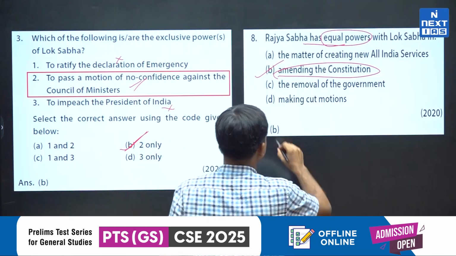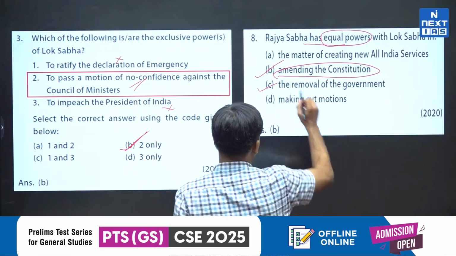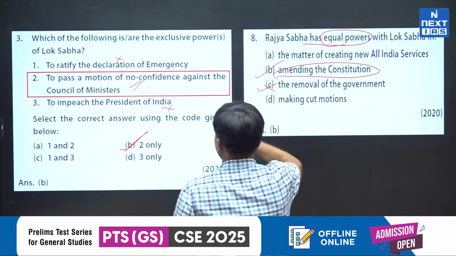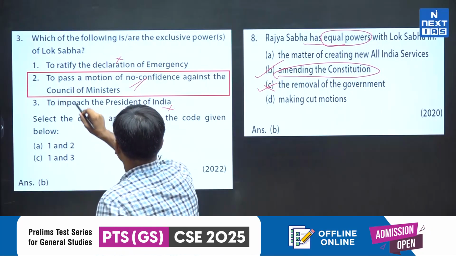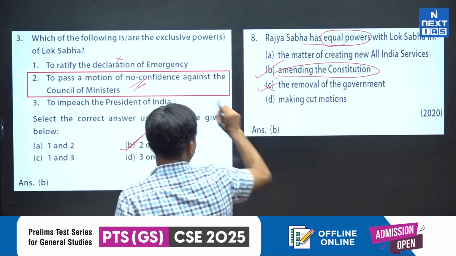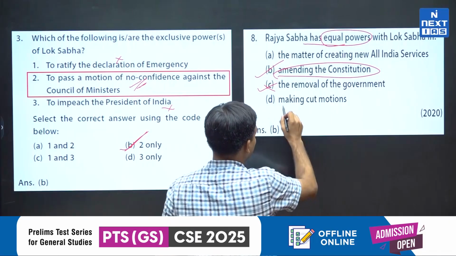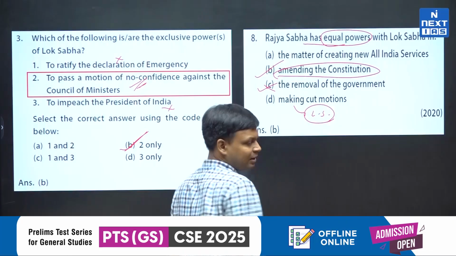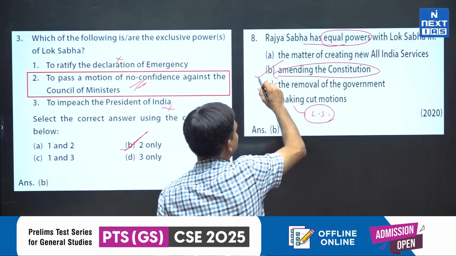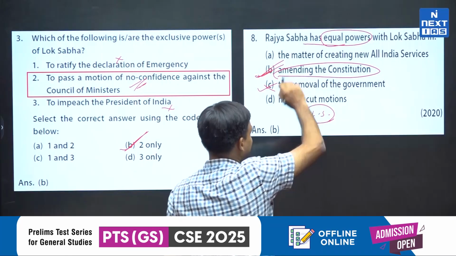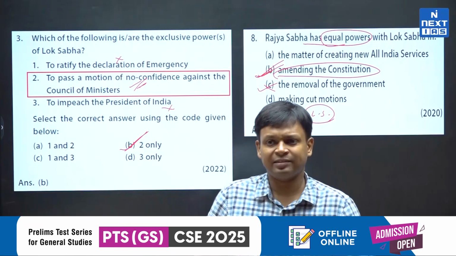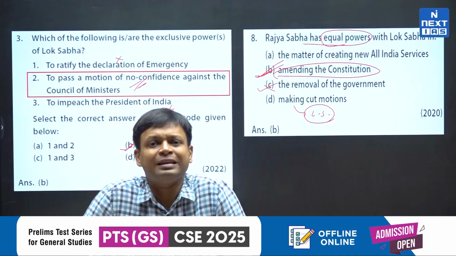Next, a removal of the government. This is not the correct answer क्योंकि ये कहाँ आएगा? अभी हमने डिस्कस किया. Lok Sabha, collective responsibility, no confidence motion. Okay? And fourth one is making cut motions. This is also Lok Sabha's special power. इसमें राज्य सभा बराबर नहीं है. तो एक ही इसमें स्टेटमेंट है जहां पे बराबर है. So answer is B. So you can see that a theme of a question is very frequently repeated.